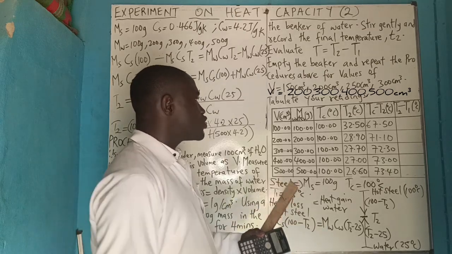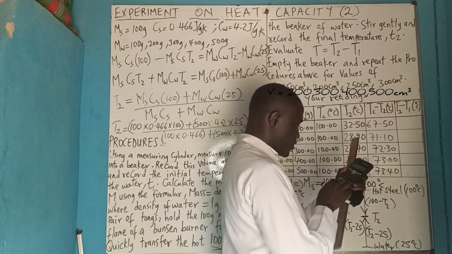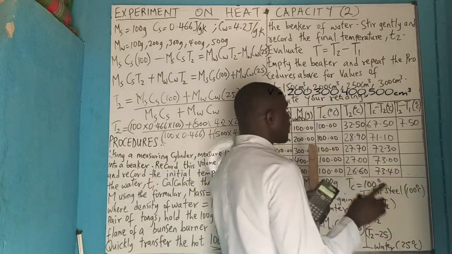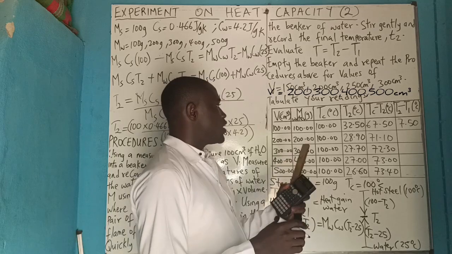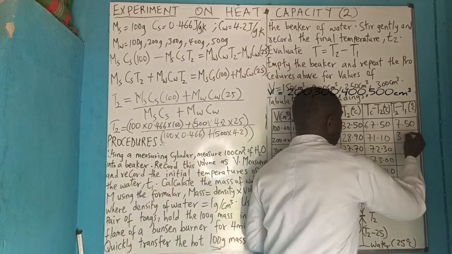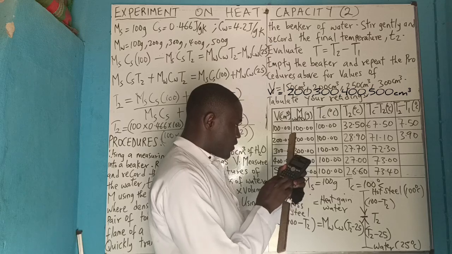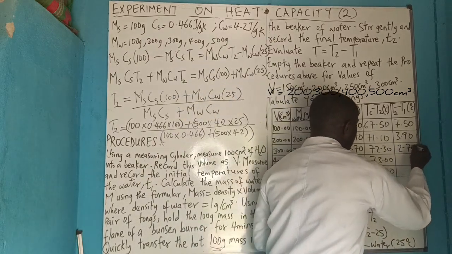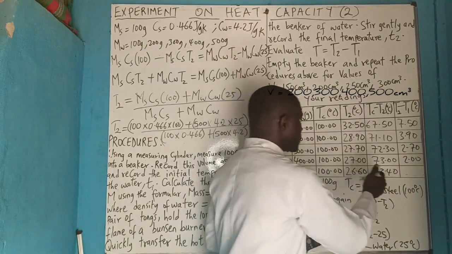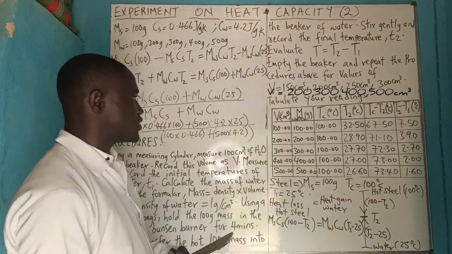Now remember that your T1 is 25 degrees Celsius. That is what we use. And so you subtract this minus 25. That is T2 minus T1. I mean 32.5 minus 25, 7.50. 28.9 minus 25, 3.9. Then 27.7 minus 25, 2.7. 27 minus 25, 2. This minus 25, 1.60. So we have gotten our table of values for this experiment.